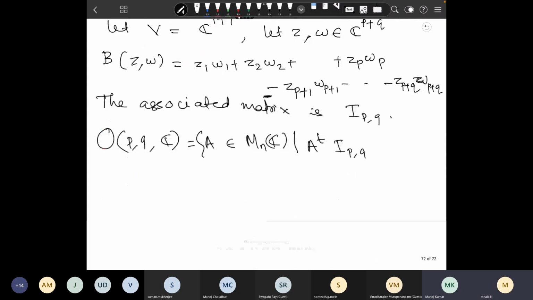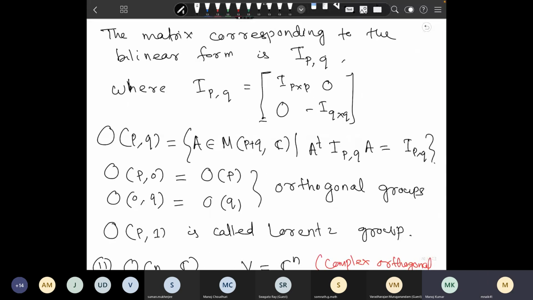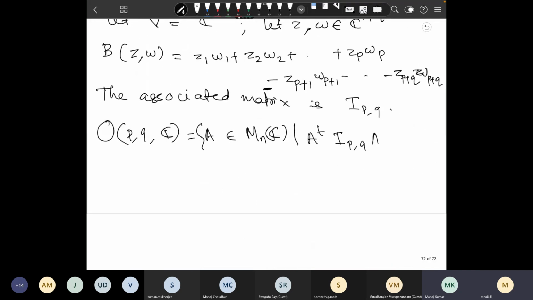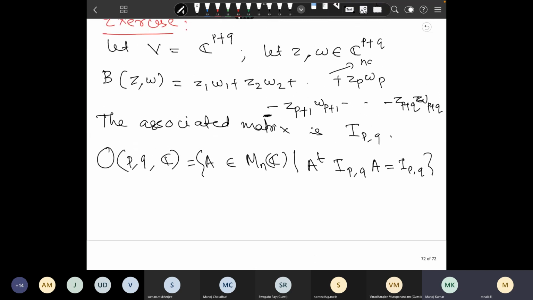Okay, I(p,q) I defined, right? The first p coordinates are 1, so this is the diagonal of 1, 1, 1, p times, and then minus 1, q times. So this is equal to I(p,q). Since I(p,q) is invertible, this is a non-degenerate and symmetric bilinear form.